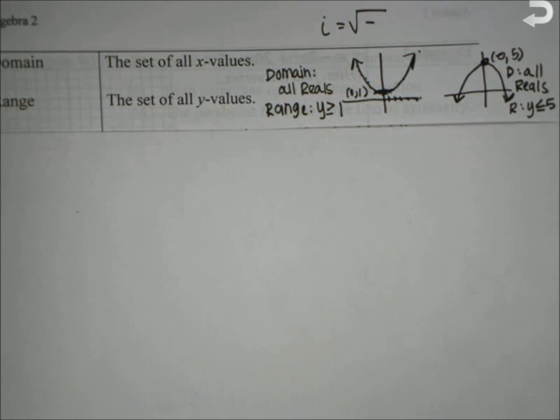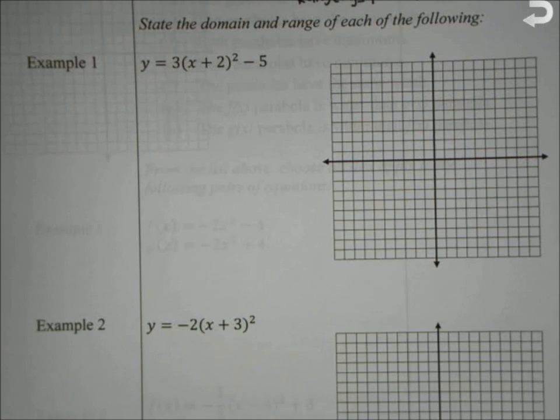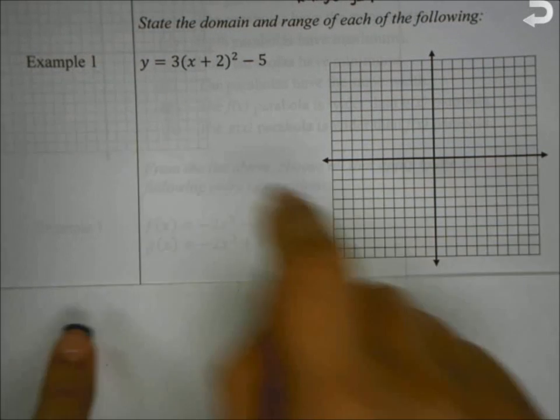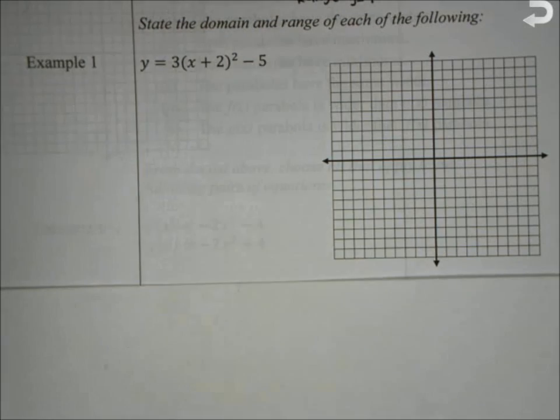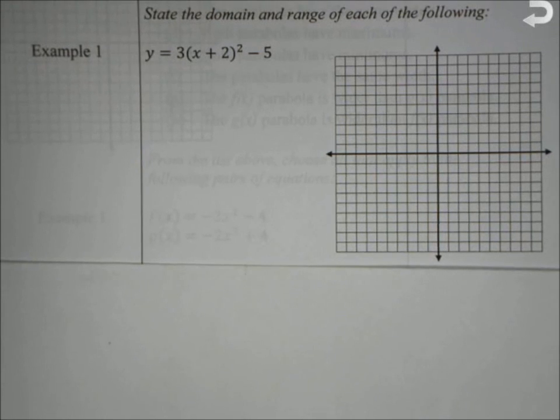3 times (x plus 2) all squared, minus 5. We're going to graph it first. Okay, now we're in our favorite form, which is vertex form, but in order to graph in vertex form, I need to identify a couple things. First is the vertex.